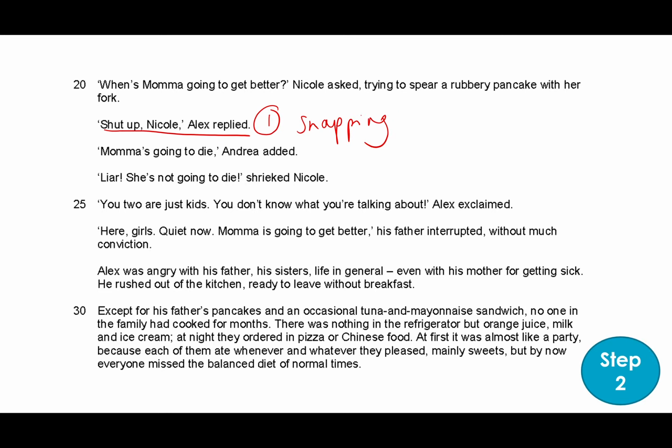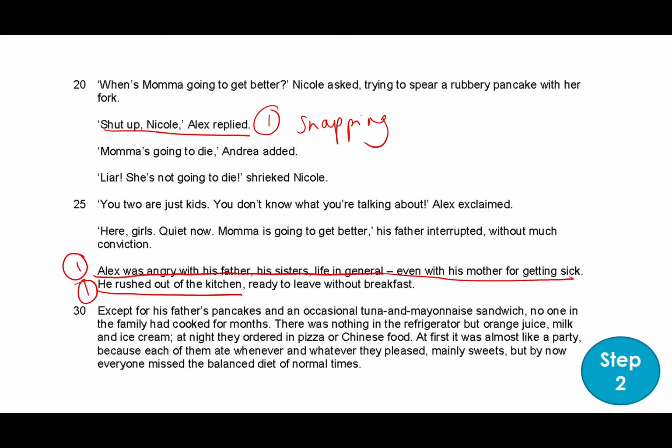Okay. Let's keep going. I think I'm just going to skim and look at this quote. "He was angry with his father, his sister, life in general, even with his mother for getting sick." Now that is somebody who's really upset. I'm going to come back to that quote. And this one here as well, "he rushed out of the kitchen." That shows me Alex is really just desperate to escape. So I'm finding all this evidence to think, do I agree or disagree that he's struggling to cope? At the moment, I think I'm agreeing.